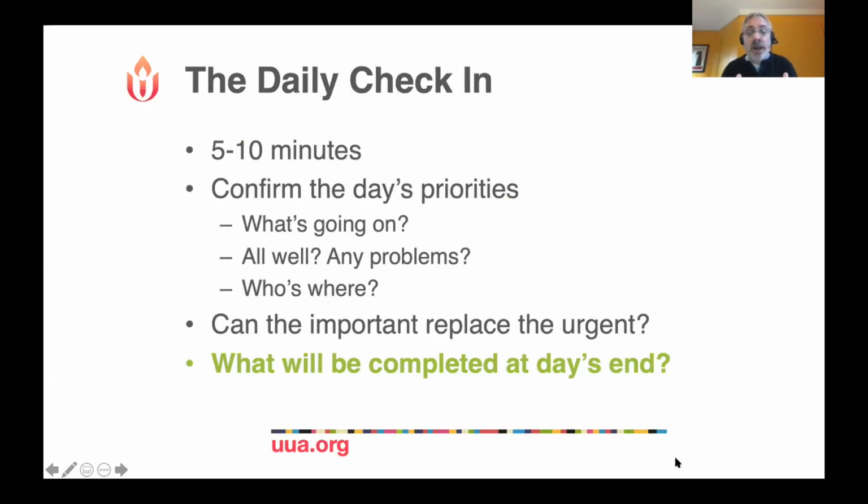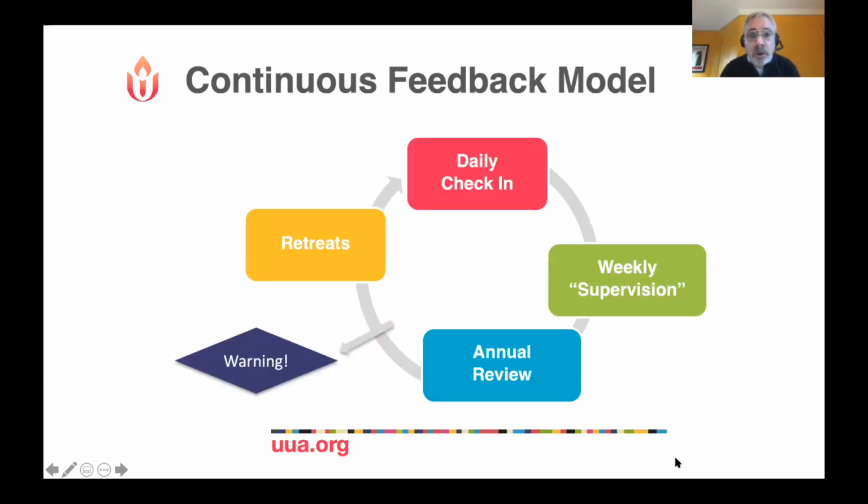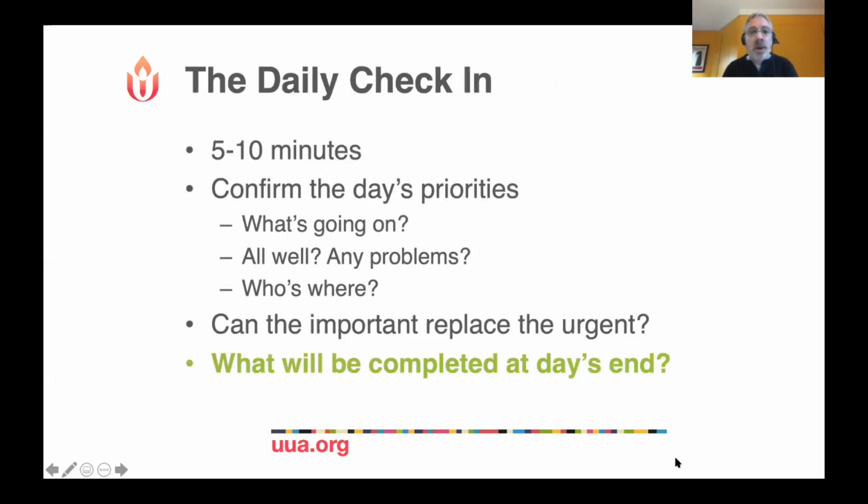So go to our continuous feedback model, the daily check-in. It should be quick. Supervisors should check in with their staff for 5 to 10 minutes each day. And if your staff don't work every day, you don't have to check in with them the days they don't work, but the days they are working, spend 5 minutes with them. Confirm the day's priorities. What's going on? Is everything okay? Are you having any problems that I need to know about? If you've got a team, who's where? Are people where they're supposed to be?